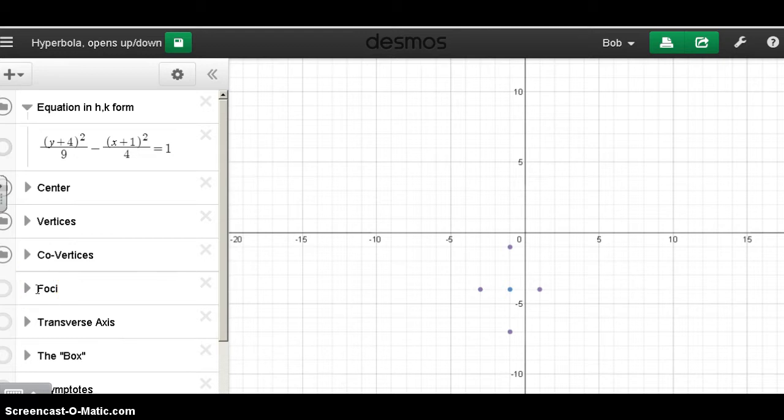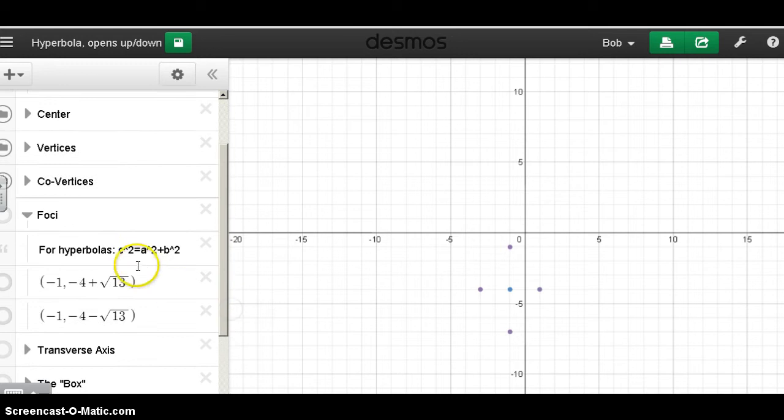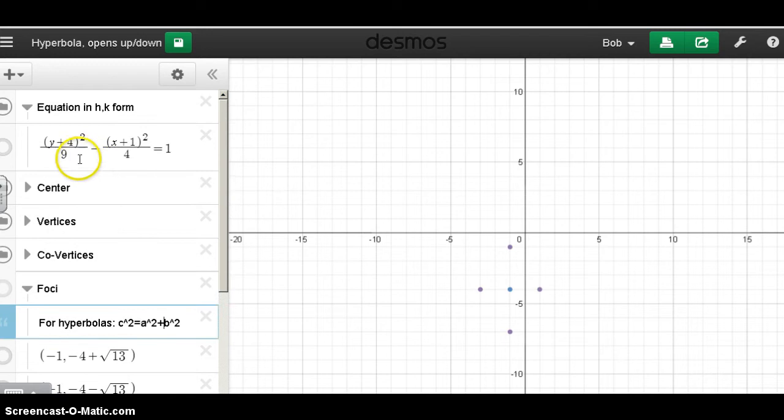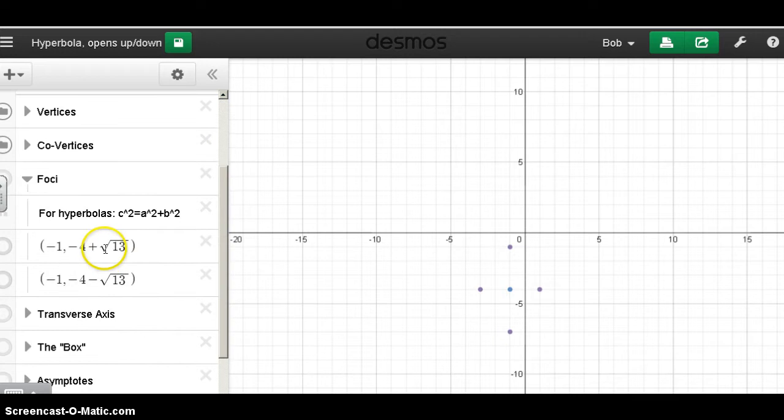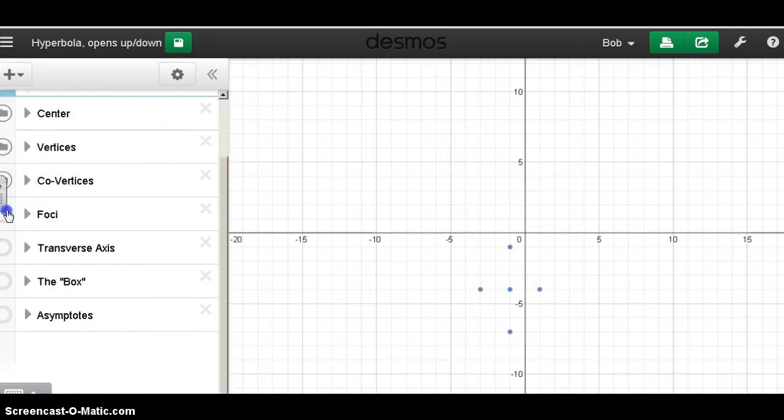Before, in ellipses, we had to subtract to find the foci. Here we're going to add, and I have it all here set ready to go. For hyperbolas, c squared equals a squared plus b squared. Kind of feels like the Pythagorean theorem. It kind of does. I have 9 and 4. This time I'm going to add. That's 13. That means from my center, I'm going to go up and down root 13, and I can see where my foci lie. Those are the green dots.